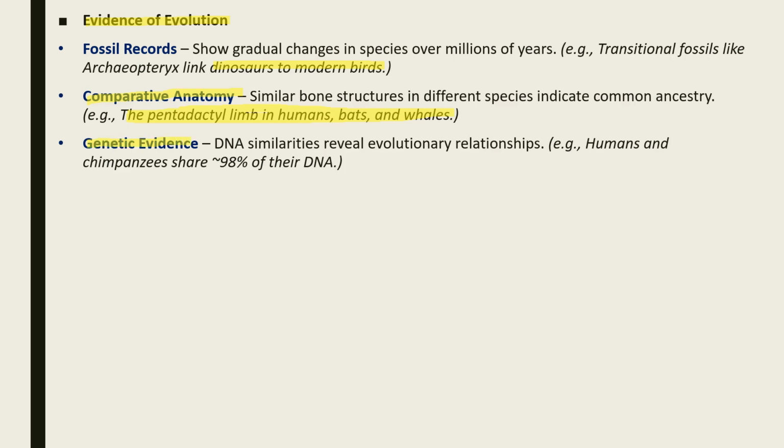And the third one is genetic evidence. DNA similarities reveal evolutionary relationships. For example, humans and chimpanzees share 98% of their DNA.